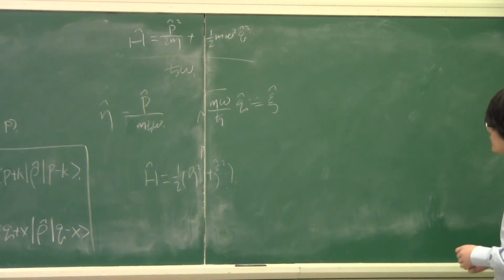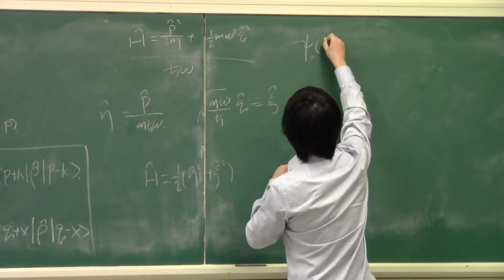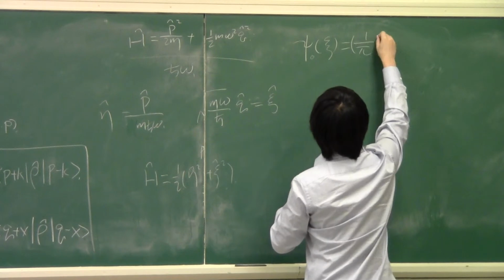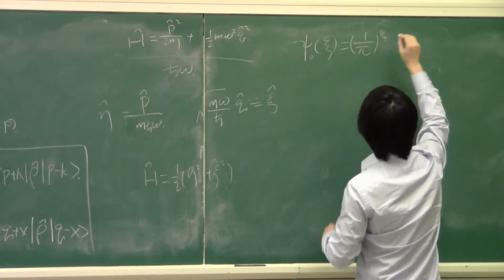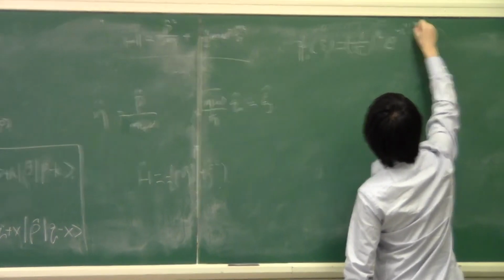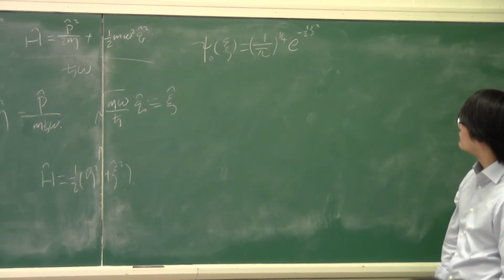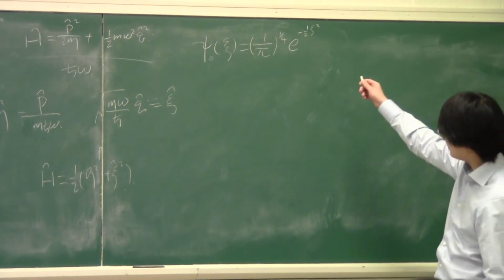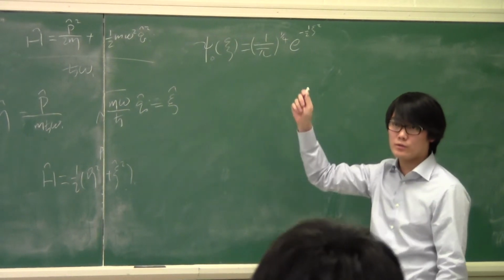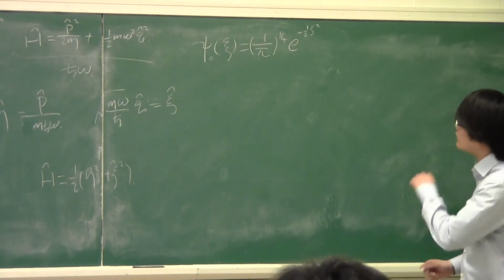Working with eta and xi, we know that the ground state wave function for the harmonic oscillator represented in the xi coordinate is 1 over pi to the 1/4, times a Gaussian, e to the minus one half xi squared. So this is the ground state. And if you recall, this 1/4 power comes from the Gaussian integrating to square root of pi, so the square root of that gives the 1/4.